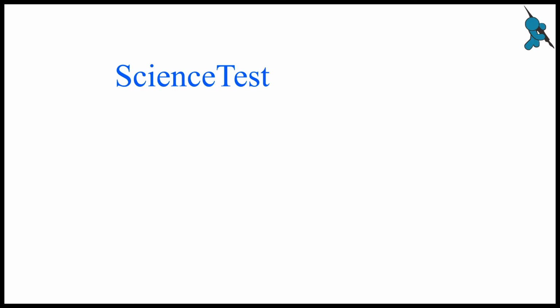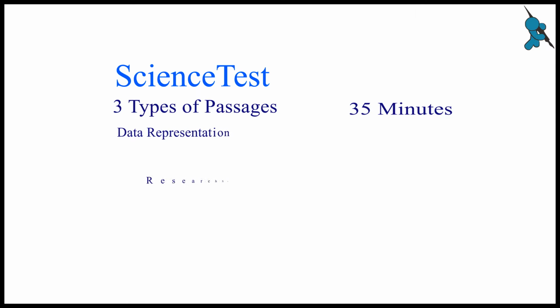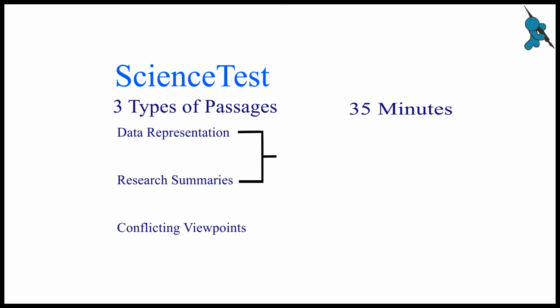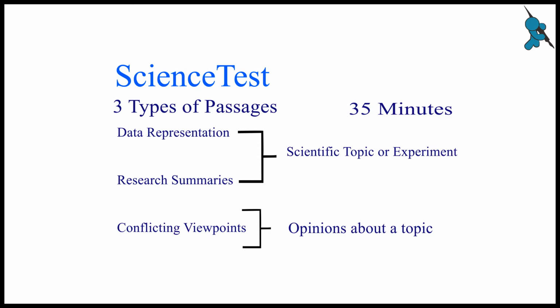The science test is 35 minutes long and has 3 types of passages: data representation, research summaries, and conflicting viewpoints. The data representation and research summary passages will present some information about a scientific topic or experiment and ask you questions about it. The passage on conflicting viewpoints will give you several opinions about a topic and ask you to evaluate them. Again, the questions will not be arranged in order of difficulty.